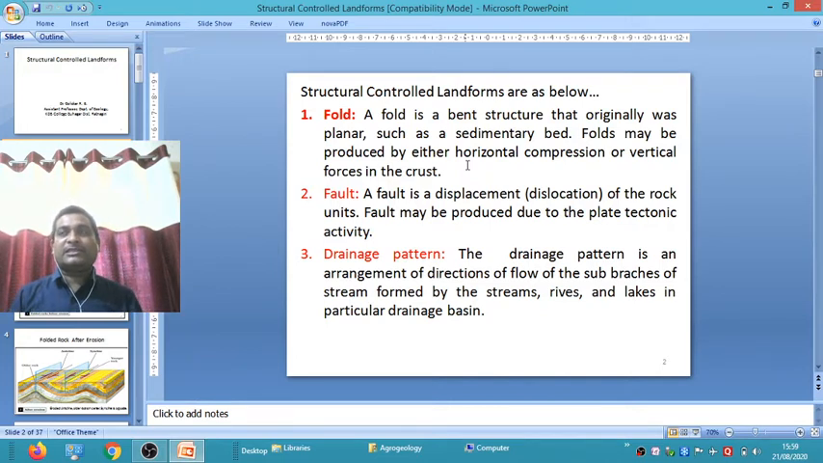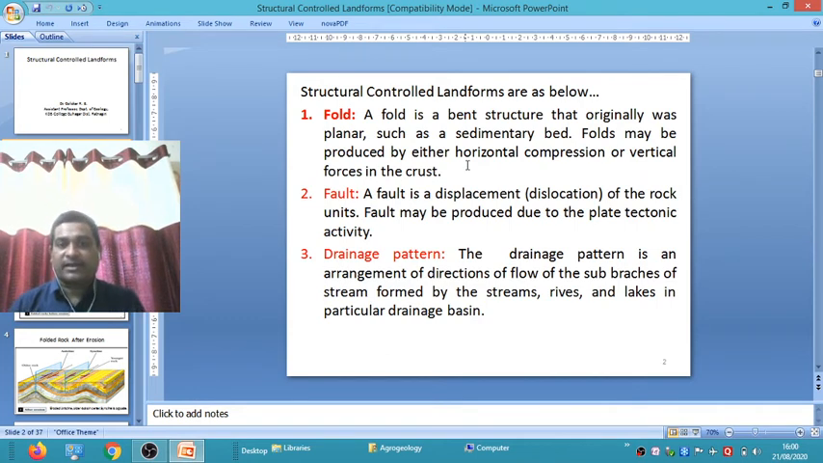Another is fault. A fault is a displacement within two beds, a dislocation of the rock unit. Suppose this is the rock unit, with horizontal displacement as well as vertical or upward displacement. Suppose this is the A bed and this is the B bed. It is a horizontal movement like this, and sometimes maybe vertical displacement. And reverse means A and B beds, where A bed is constant but only B bed is uplifted, called a reverse fault. These faults may be produced due to plate tectonic activity.